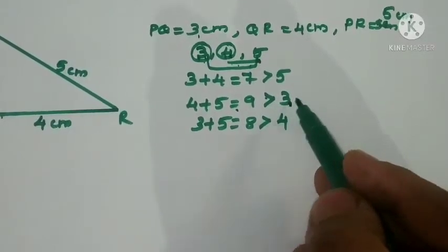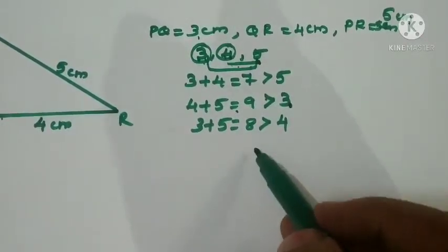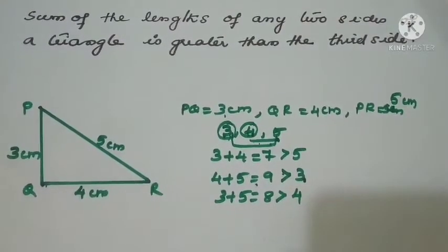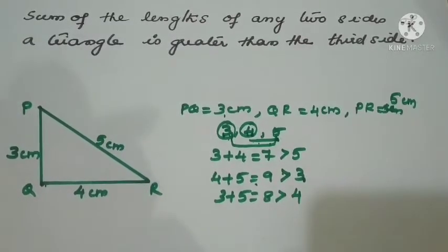So 9 is greater than 3. 3 plus 5 equals 8, which is also greater than 4. So what is the conclusion we are studying? The sum of the lengths of two sides of a triangle is greater than the third side. Otherwise, we cannot construct the triangle.